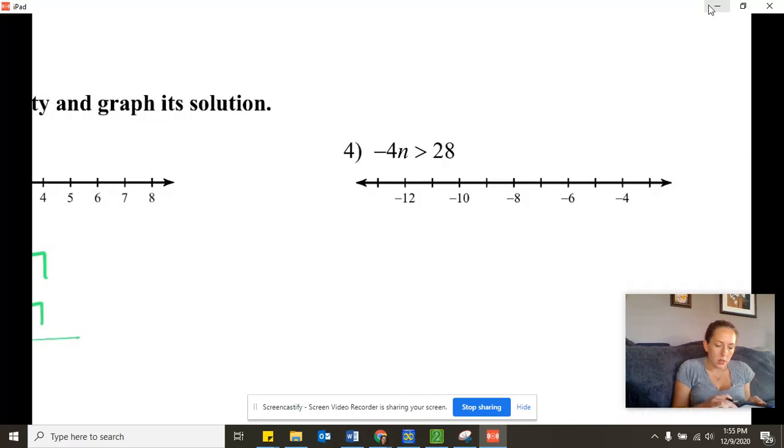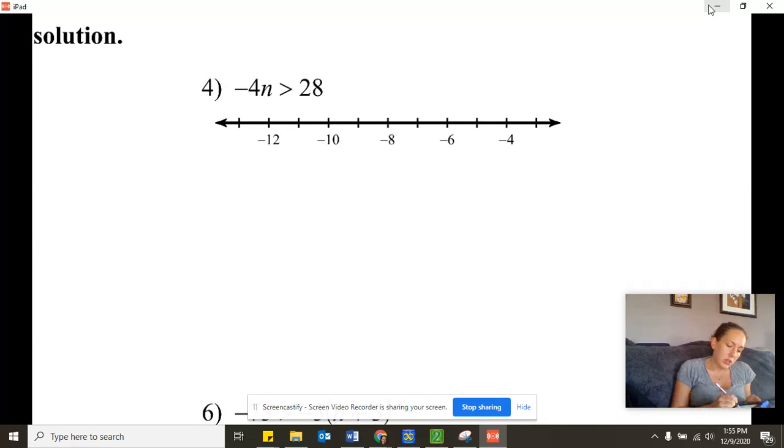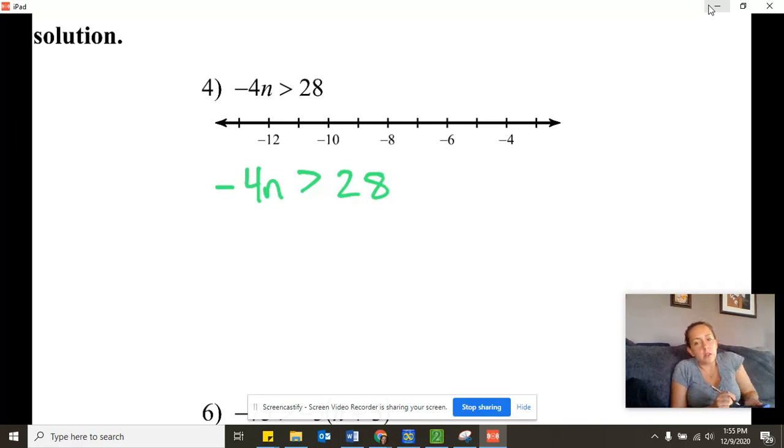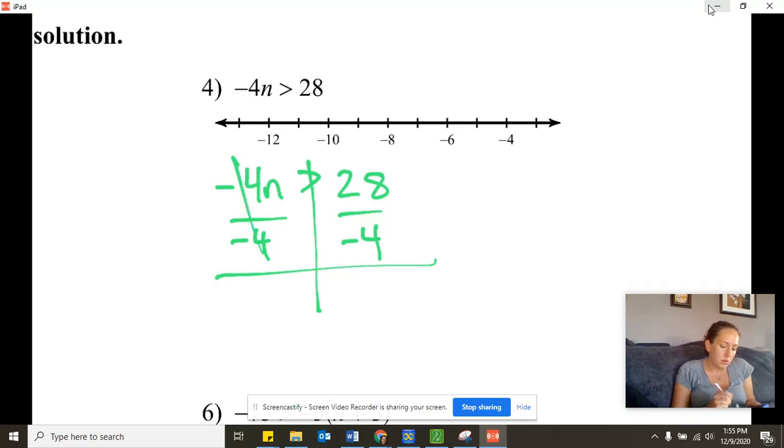So this one I chose specifically because there is one thing that you have to remember when solving inequalities, and that is if you multiply or divide by a negative number when solving, you have to change the direction of the sign. So I'm going to divide by a negative, which means that my sign changes direction. So n is less than -7.